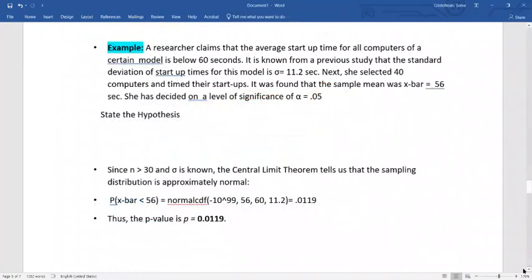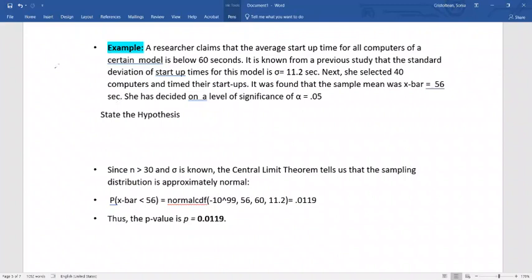A researcher claims that the average startup time for all computers of a certain model is below 60 seconds. It is known from a previous study that the standard deviation of startup times for this model is sigma equals 11.2 seconds. Next, she selected 40 computers and timed their startup. It was found that the sample mean was x bar equals 56 seconds. She has decided on a level of significance alpha 0.05. Let's try to construct a hypothesis test around this example.